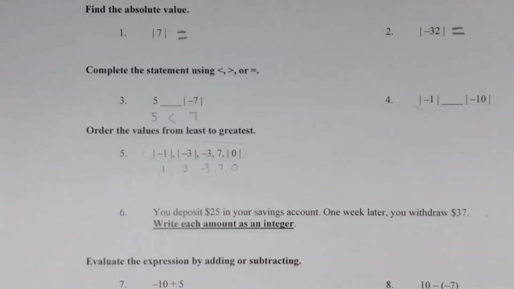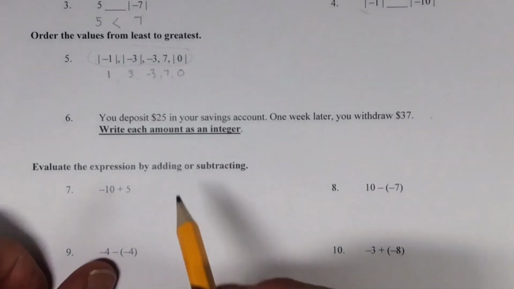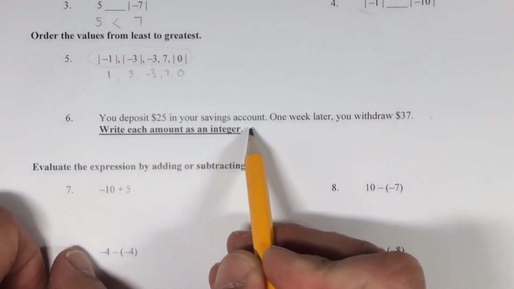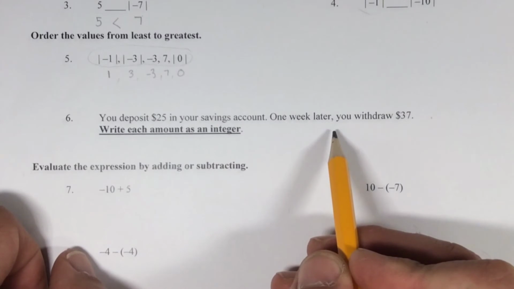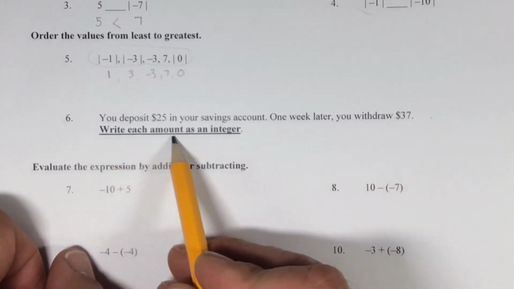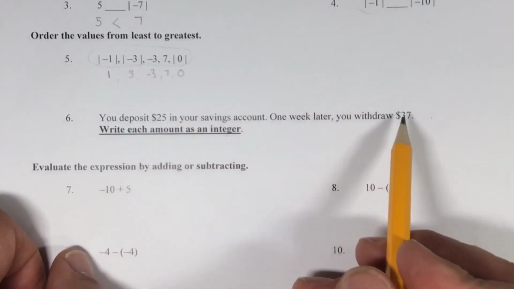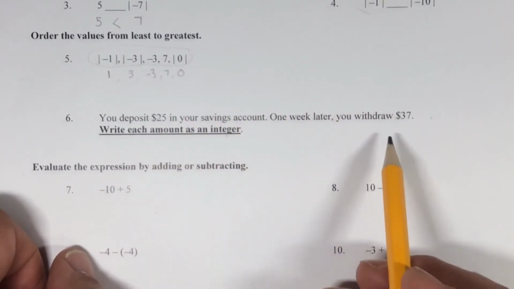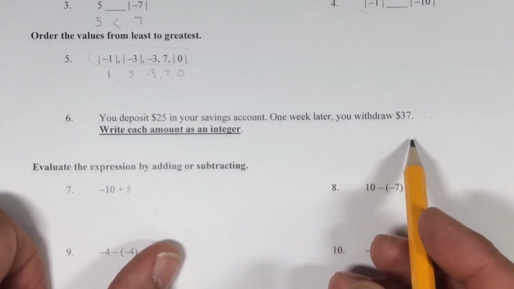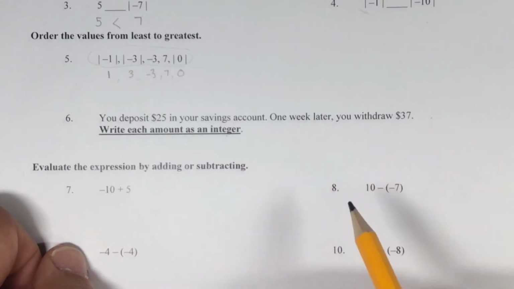Number 6. For number 6, you deposit $25 into your savings account. 1 week later, you withdraw $37. Write each amount as an integer. So do not add or subtract these numbers and try to figure out how much is in your bank account now. It's impossible to do because it doesn't say where you started. It doesn't ever tell you what your balance was.